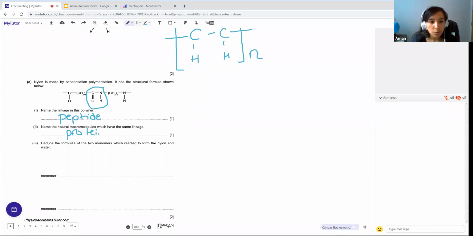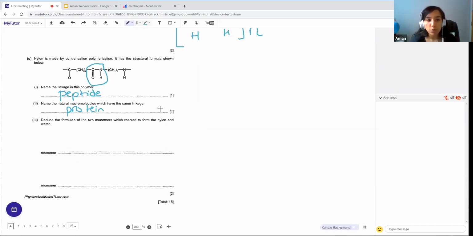Okay. Slightly more tricky question. Deduce the formulae of the 2 monomers which reacted to form the nylon and water. So we need to look at this and find out what the 2 monomers are. Any ideas how we go about doing that? Remember, nylon is formed from a dicarboxylic acid and a diamide. We can see that there because we've got the NHs and the C double bond Os. So what are the formulae? Does anyone know? Good. So dicarboxylic acid and diamide are the monomers, but we need to know the formulae of them.